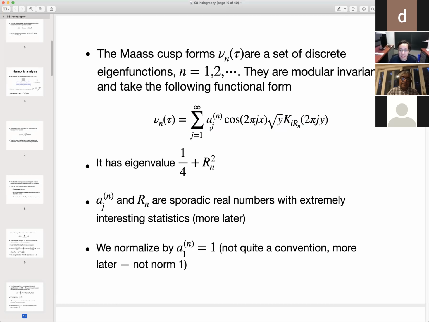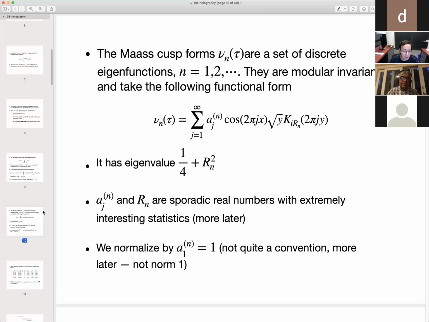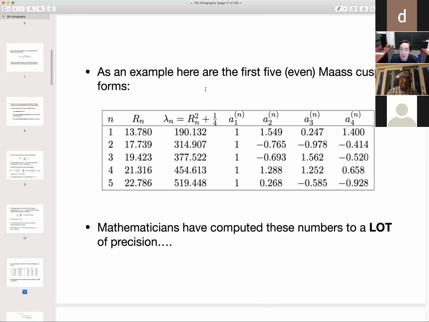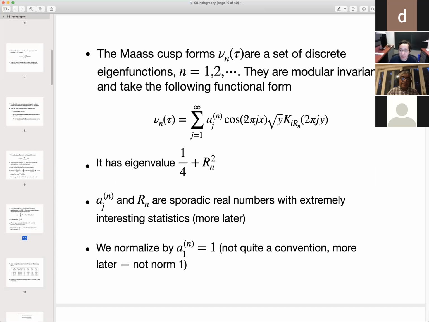Again, I just want to emphasize that these a_j's and R_n's are just some sporadic real numbers that you have to solve for numerically. They actually have some very interesting statistics, which is very reminiscent of random matrix theory, that I'm going to comment on later. But to give you an idea of the first couple of them, here's the first 5 Maass cusp forms. And the point isn't exactly what the numerical value is, but just to give you an idea of what is going on. So recall the functional form looks something like this.